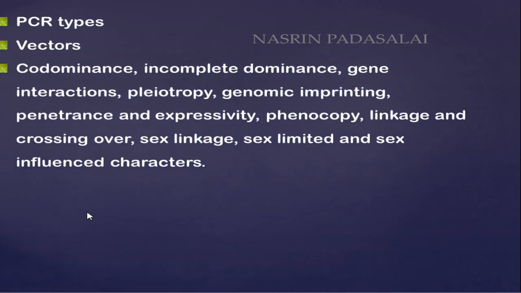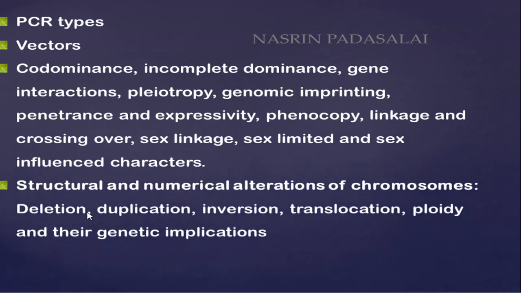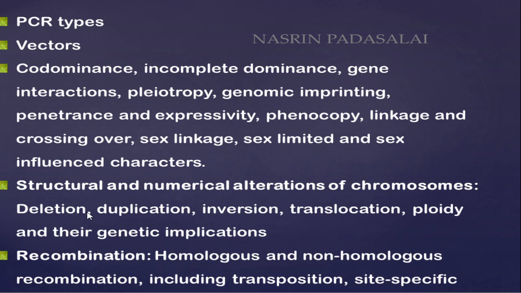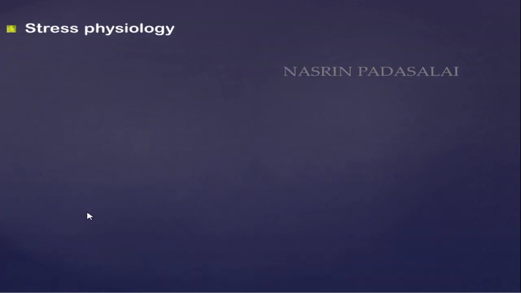Then in genetics, you need to concentrate on these important things like codominance, incomplete dominance, gene interaction, pleiotropy, genomic imprinting, penetrance, expressivity, phenocopy, linkage, crossing over, sex limited trait, and sex influenced characters along with the pedigree. That's enough. Next is structural and numerical alterations of chromosome, and also you need to study about recombination, like homologous recombination, non-homologous recombination, including transposon types and site specific recombination.